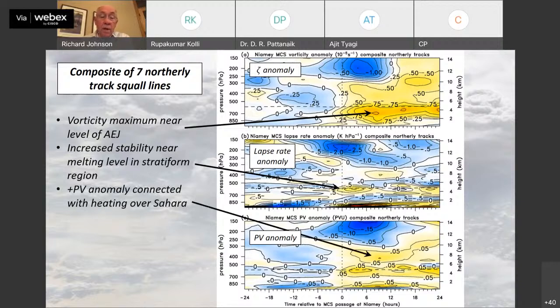And this is a PV anomaly map. There's an upper level, or at least around 400 to 500 hectopascals, positive PV anomaly, and this is connected with the heating over the Sahara.